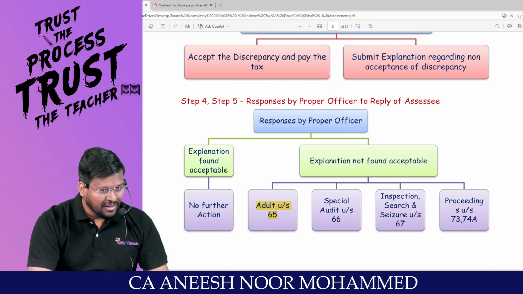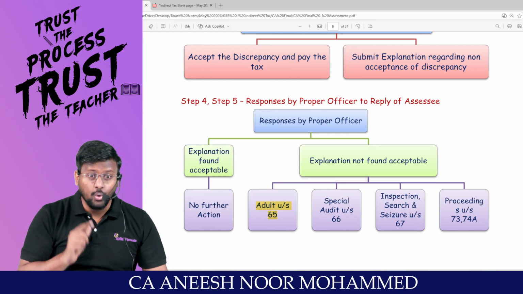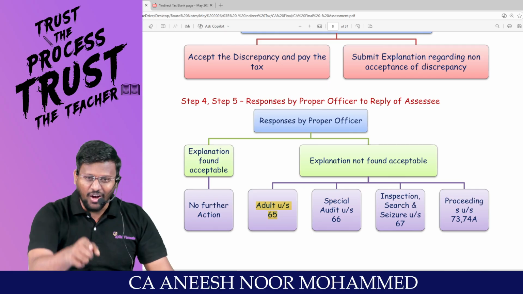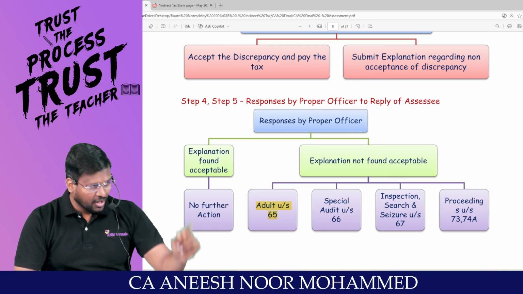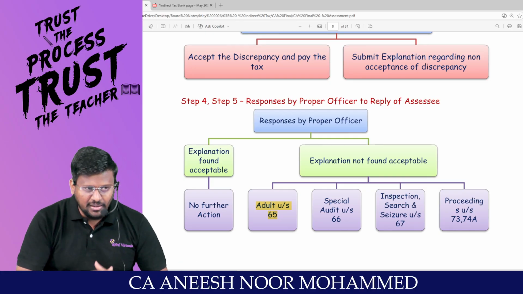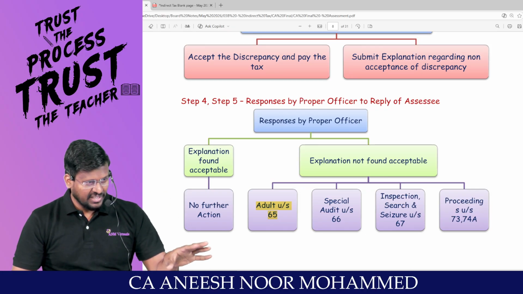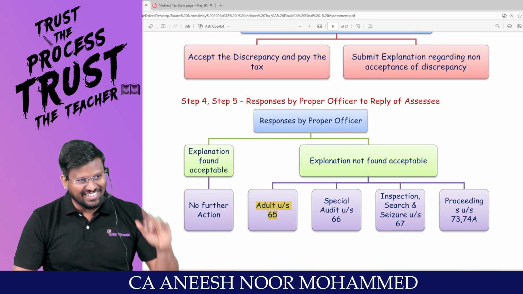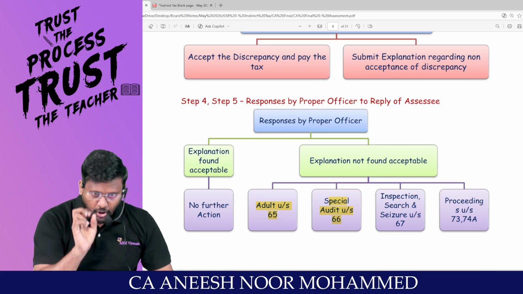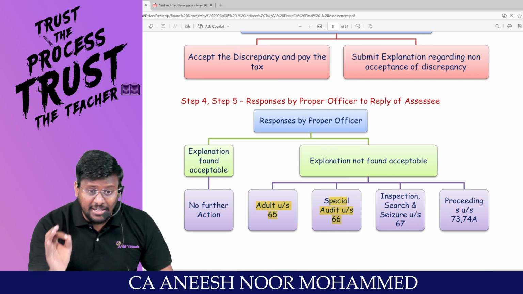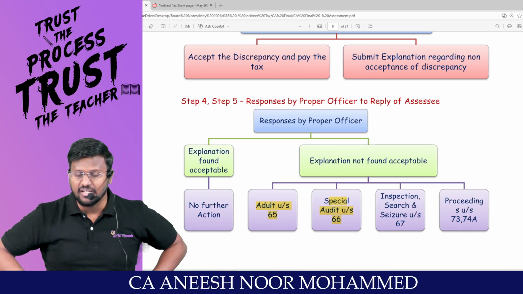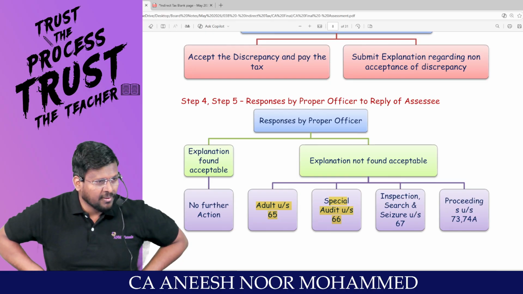This audit, we will do. Who will do? Tax authorities will do. The Commissioner will do. Not your accountant, not your internal auditor, not the chartered accountant, not the cost accountant. The department will do the audit. In certain cases, they will issue for special audit under section 66. There are 2 types of audit: audit by tax authority under section 65, and special audit under section 66.